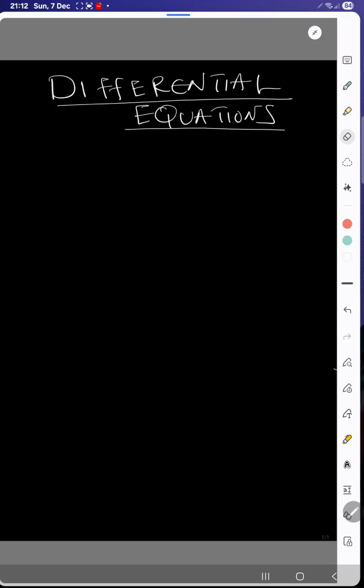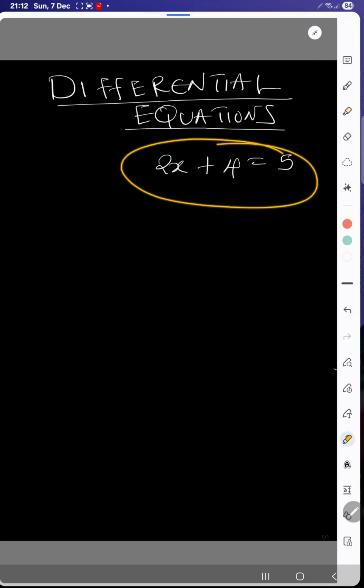Before we even look at what differential equations are, we are going to start by looking at the normal equations that we already know. I can give you an equation to be 2x plus 4 is equal to 5. This equation that I've written here is just a normal equation that you already know.